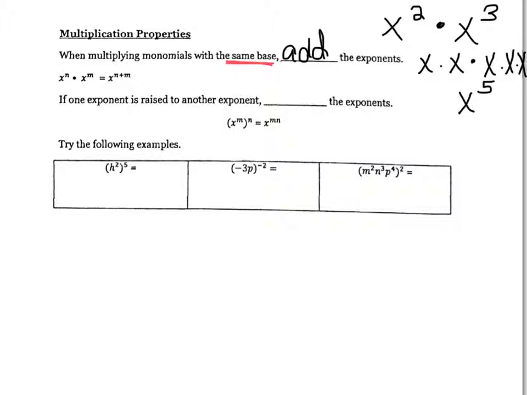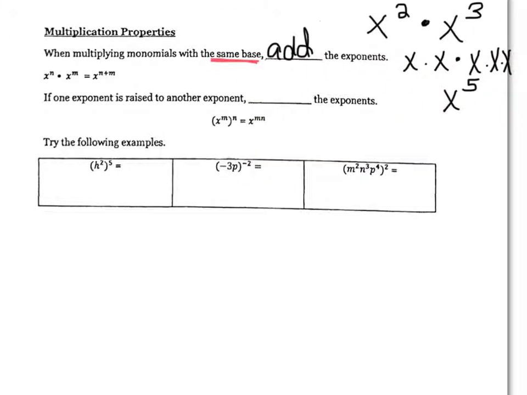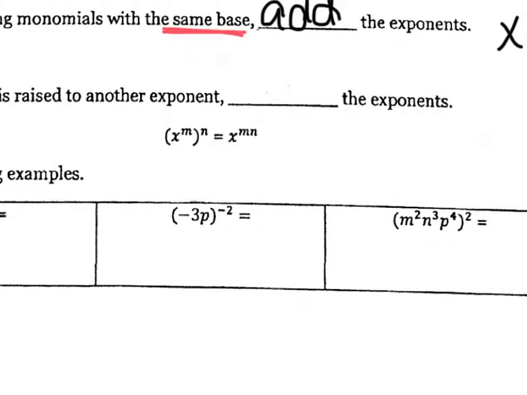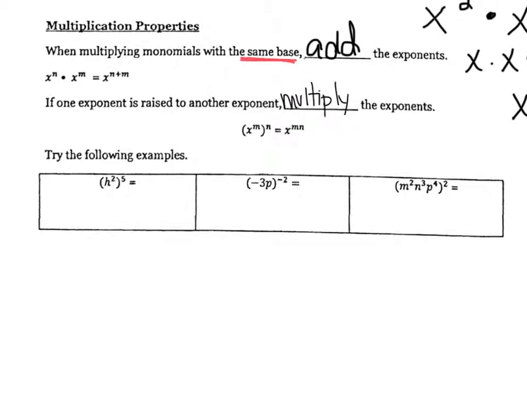Now the second rule states that we're raising it to another exponent. What would we do? Well, we don't add them in this case, we're going to multiply. So the way that it looks is you're going to have one base and 2 exponents. And one of the exponents is going to be outside of parentheses. And when that happens, we're going to simply multiply them together, which is where they got mn.